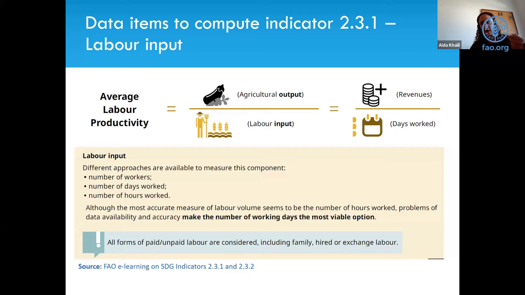And all types of labor are considered, so paid and unpaid labor, including family, hired, or exchange labor. It doesn't really matter whether the household or the farm is paying for that labor, but just to see the amount of labor that is used to get to a certain agricultural output.